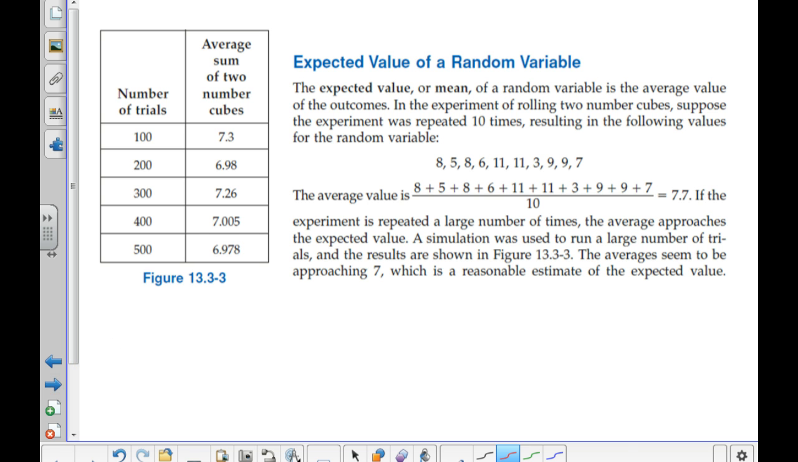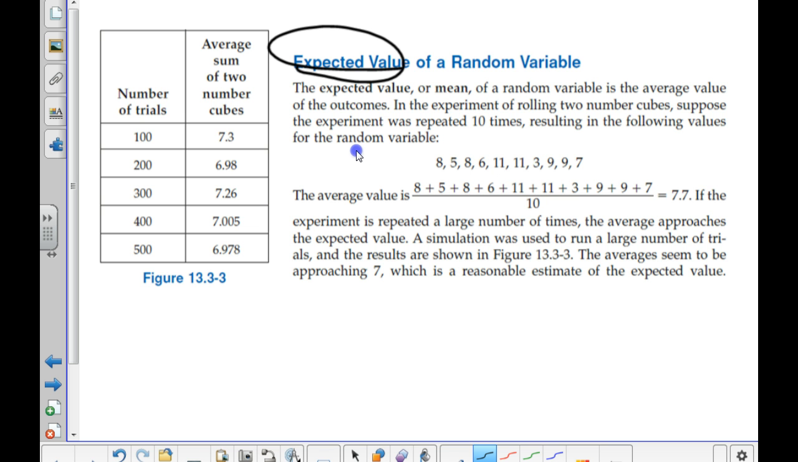All right, last vocabulary, expected value. The expected value, or mean, it's also called the average of a random variable, is the average value of the outcomes. In the experiment of rolling 2 number cubes, suppose the experiment was repeated 10 times, resulting in the following values for the random variable.